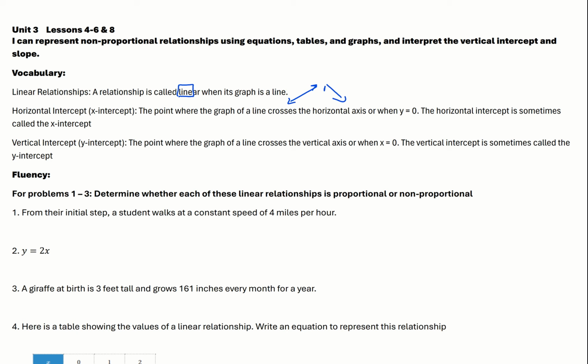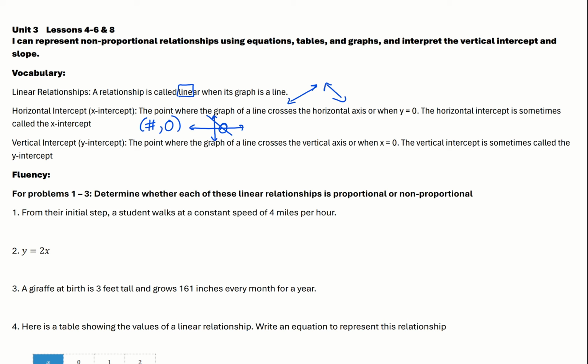No bumps, okay? A horizontal intercept, which sometimes we call an x-intercept, is the point where the graph of the line crosses a horizontal axis, or when y is 0. So it's a point. It told us that our y has to be 0, and then we'll have a number right here. And that's going to be wherever my line intersects with my horizontal axis, right?